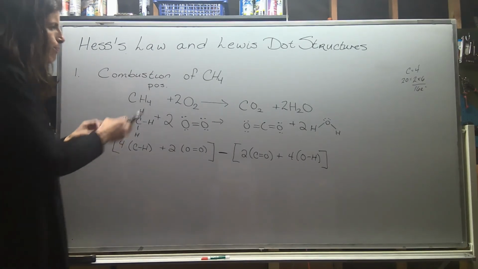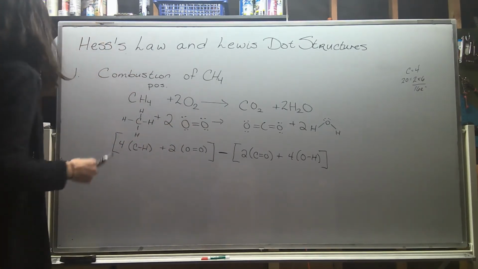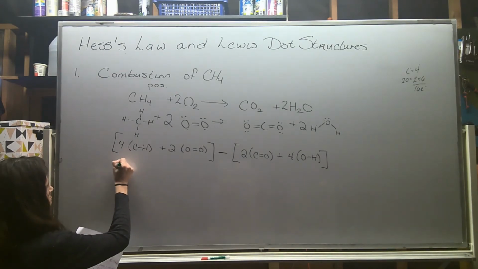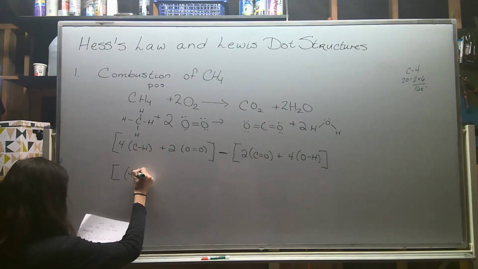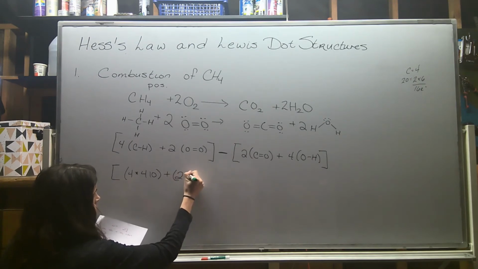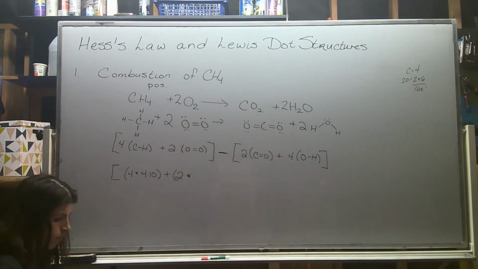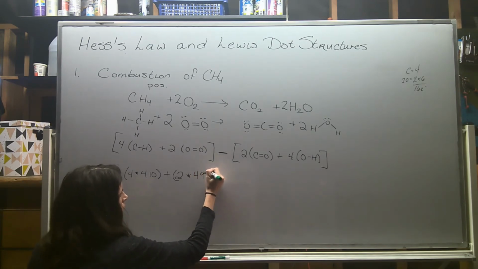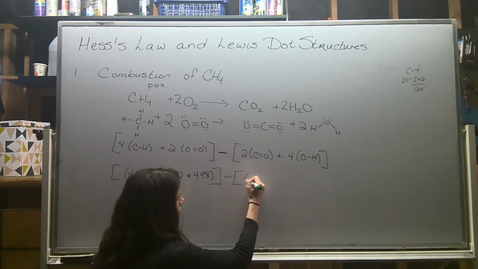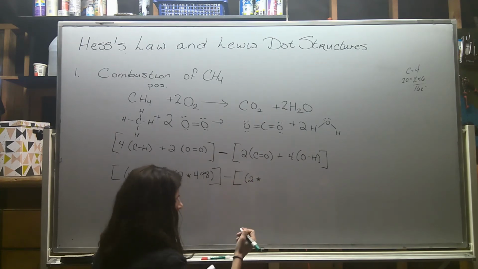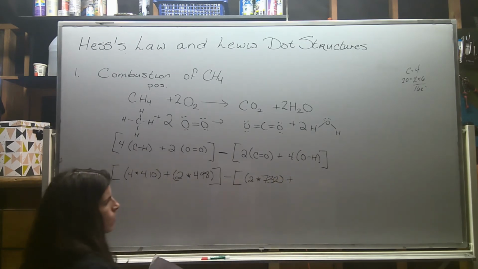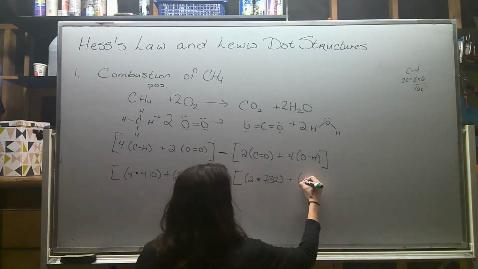Alright, so once we've broken it down in terms of the types of bonds, then we can go to our table and start looking up numbers. So for carbon-hydrogen, I'll do 4 times 410 plus 2 times, and then oxygen double bond is listed at the bottom, it's 498. And 2 times 732 plus 4 times 460.